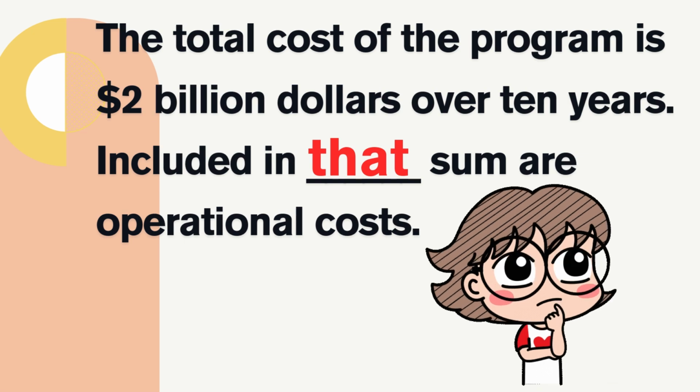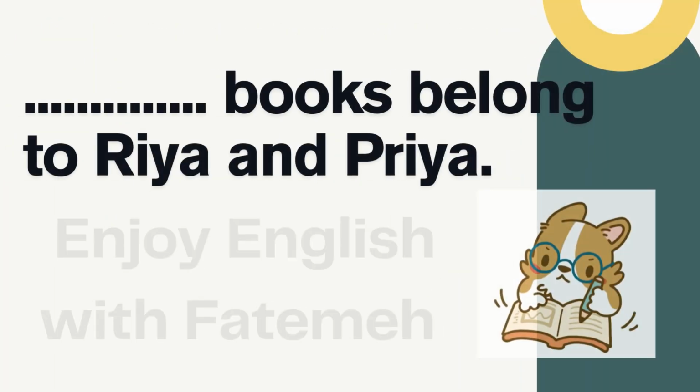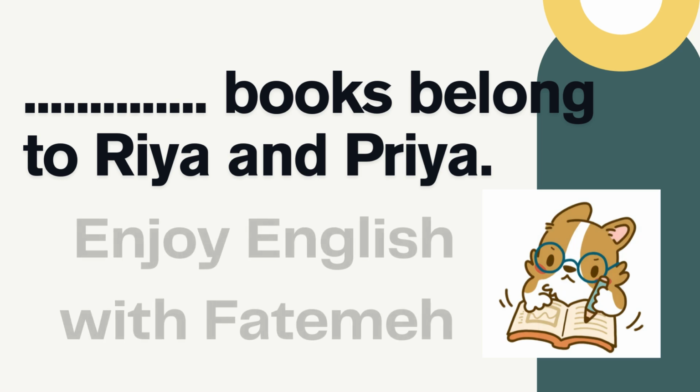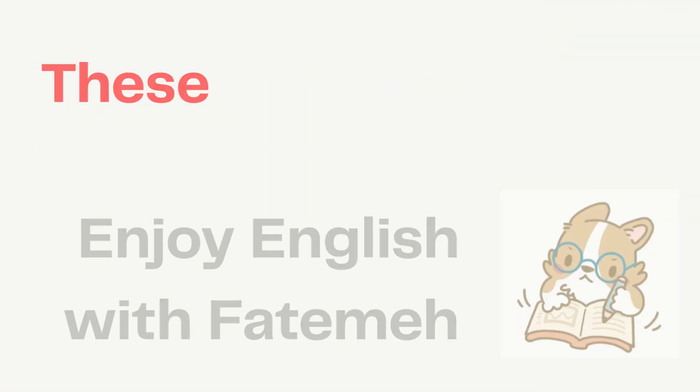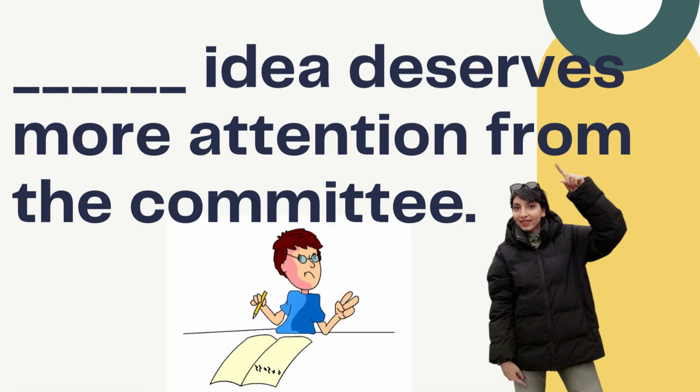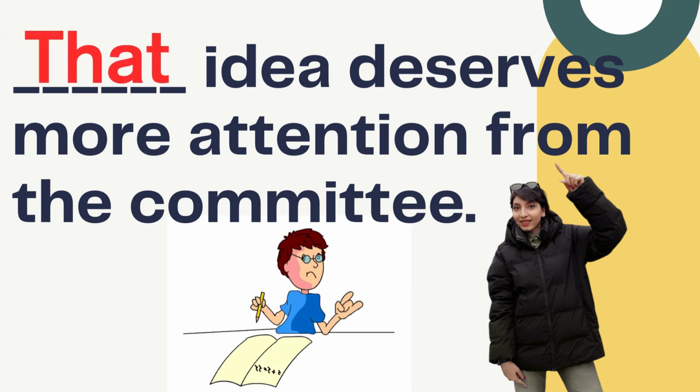How about TOEFL exercises? Complete the sentences with the correct demonstrative. ___ books belong to Ria and Paria. These or those? Exactly. These books belong to Ria and Paria. How about this one? ___ idea deserves more attention from the committee. That idea deserves more attention from the committee.